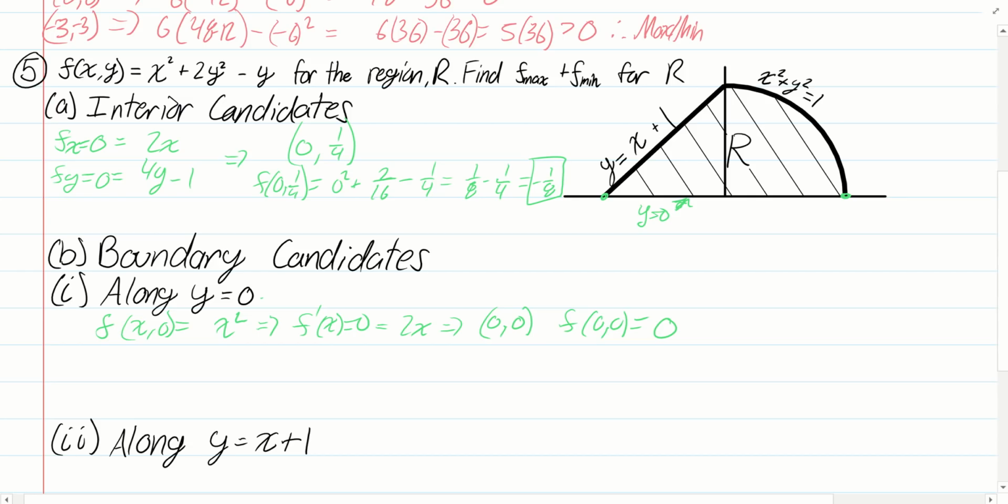Now we check boundary candidates. Boundary candidates is going to include this point right here, which is negative 1 comma 0, and this point right here, which is 1 comma 0. So negative 1 comma 0 and 1 comma 0. I already know they're both going to be the same, so I want to write this as f of plus or minus 1 comma 0. This is going to equal plus or minus 1 squared plus 2 times 0 squared minus 0. So then this will just equal 1.